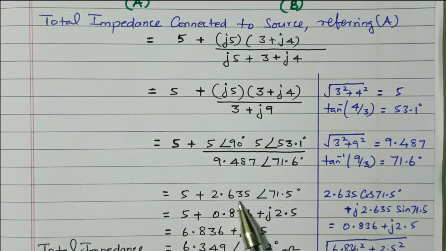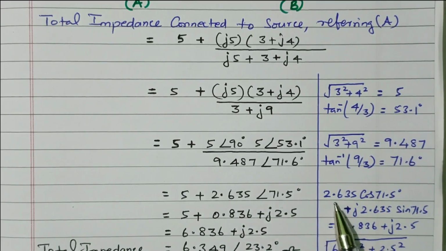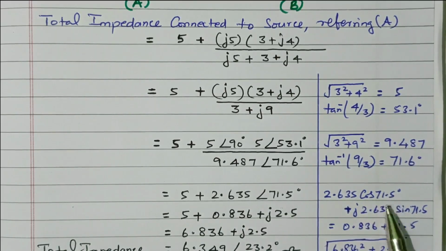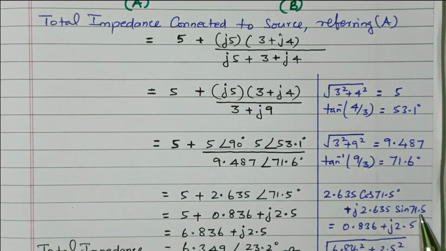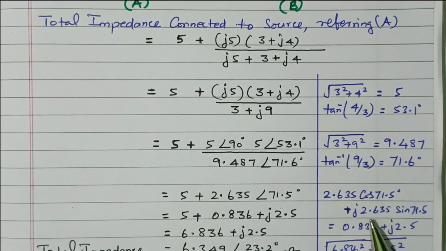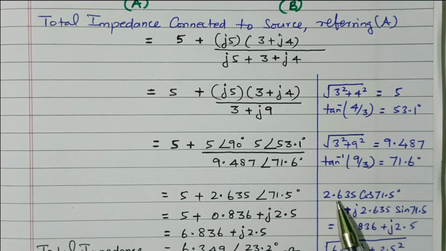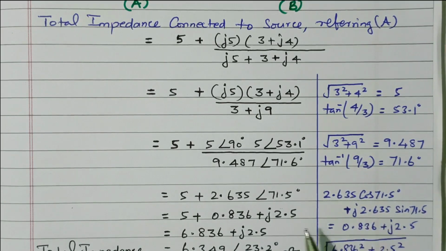Now this is 5 plus, and it is available in polar form. For addition we need to convert into rectangular form. How to convert? This formula is available. This is magnitude, this is angle. Magnitude into cos of angle 71.5 plus J into magnitude into sine of angle 71.5. This is the formula: A cos theta plus J A sine theta, where A is the magnitude. Right. So by simplifying we got 0.836 plus J 2.5.